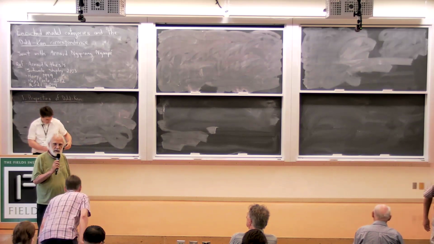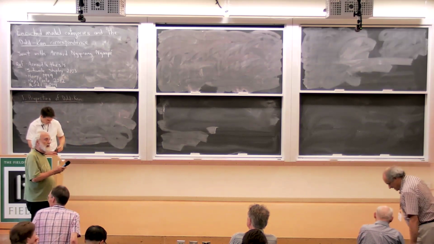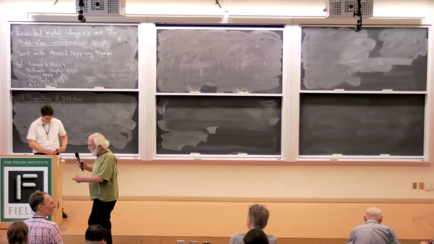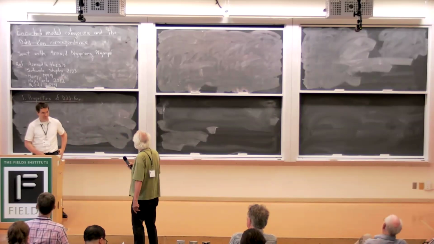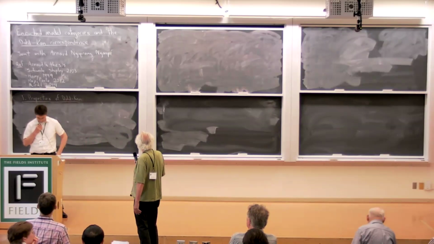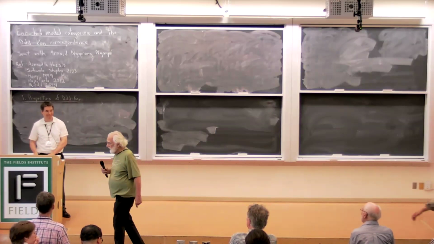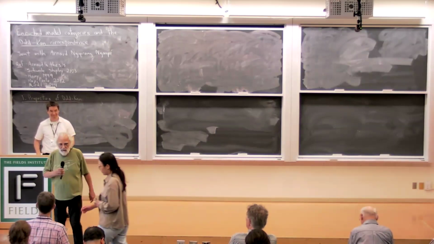Oh, maybe now it's working. Okay. Thank you, everybody. Martin Frankland is going to speak on enriched model categories in the Dold-Kan correspondence. I apologize for coming in late here. I'm still trying to change money.